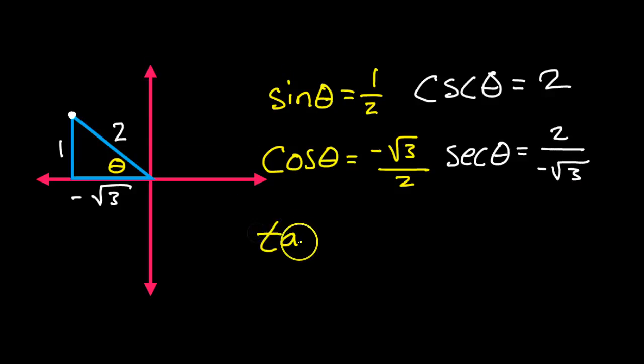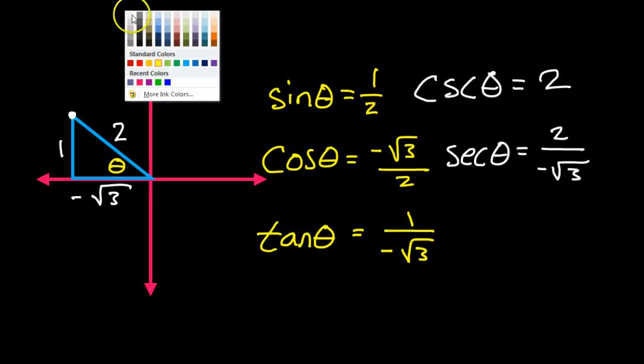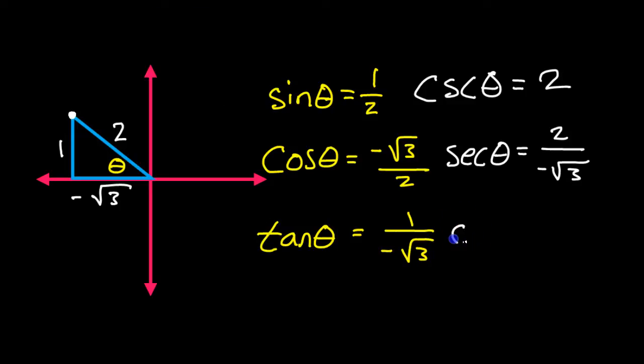So tangent of theta, tangent is opposite over adjacent. So that's going to be 1 over negative radical 3. The cotangent is the reciprocal of this. So the reciprocal of this would be negative radical 3 over 1. But that's just negative radical 3. So these are the 6 trig functions.